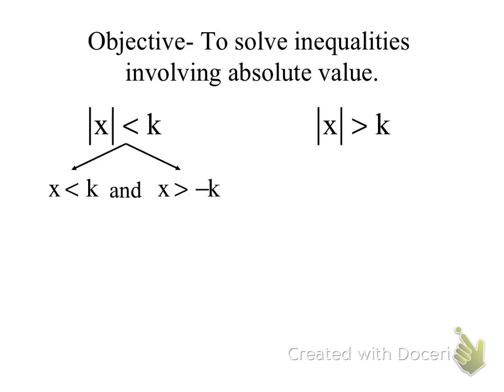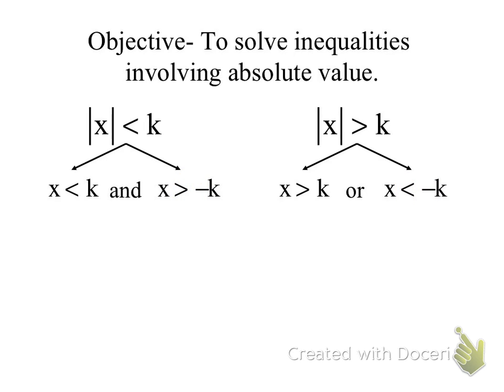For the next one, when we branch it out, we're going to get x is greater than k, or when I take the negative k, it's going to be x is less than negative k. Okay? Because, one more time, since I'm taking the opposite sign here, I have to flip the inequality.